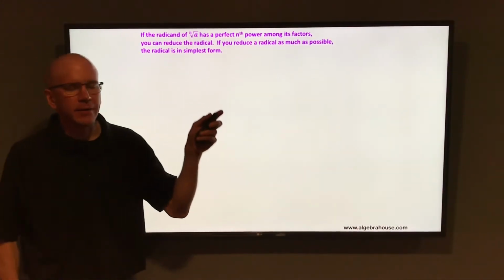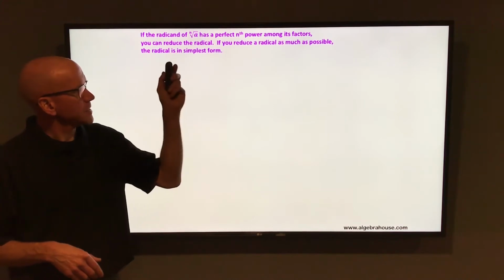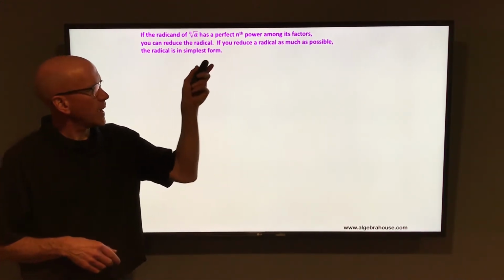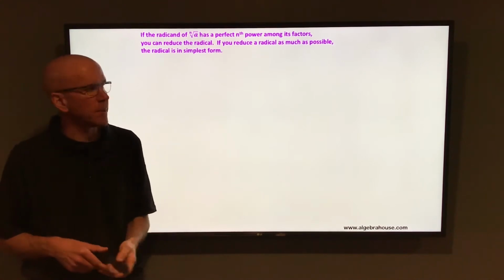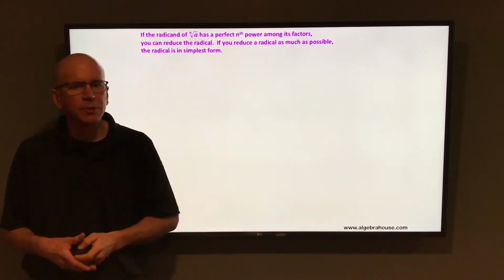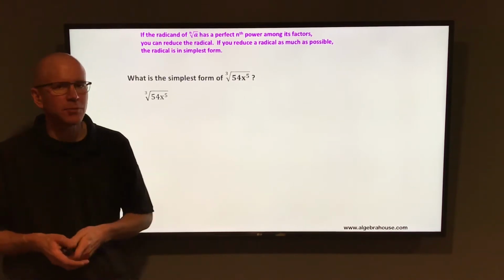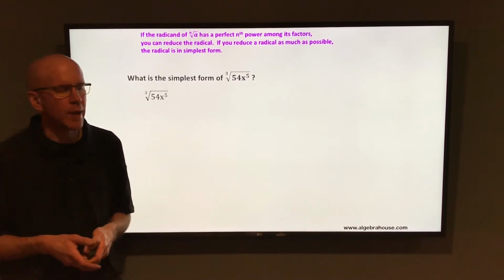If the radicand of the nth root of a has a perfect nth power among its factors, you can reduce the radical. If you reduce a radical as much as possible, the radical is in simplest form, also known as simplest radical form. So we're going to be taking these radicals to simplest radical form.